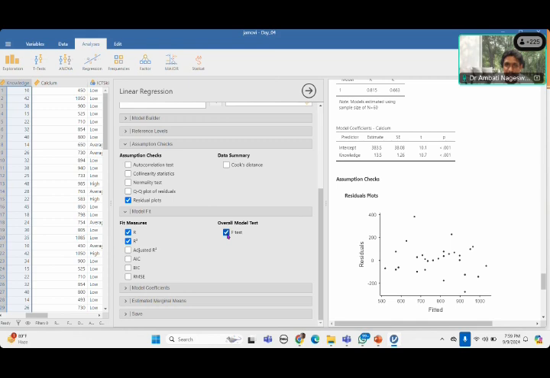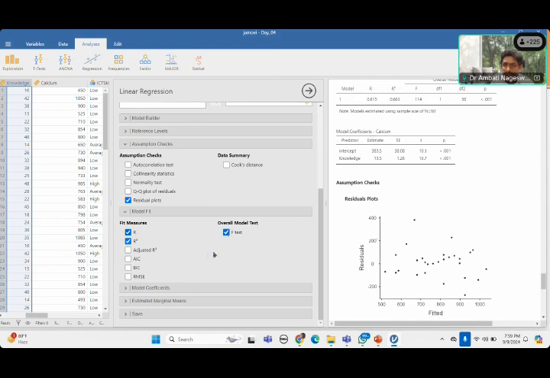Select F test. By default, R and R square are already selected. In case you are conducting multiple linear regression, you can also select adjusted R square. Right now, as part of simple linear regression, we need to select R. R square is already selected by default. We only have to select F test, that is the ANOVA test.